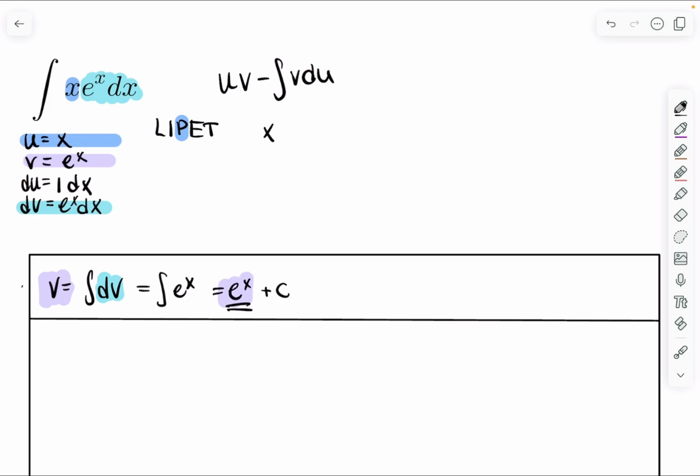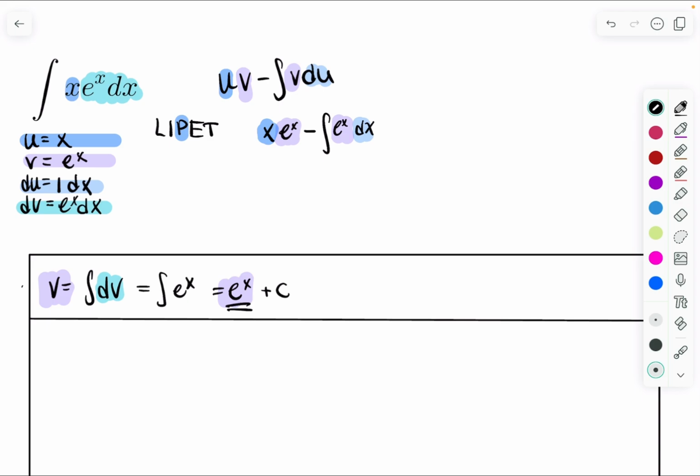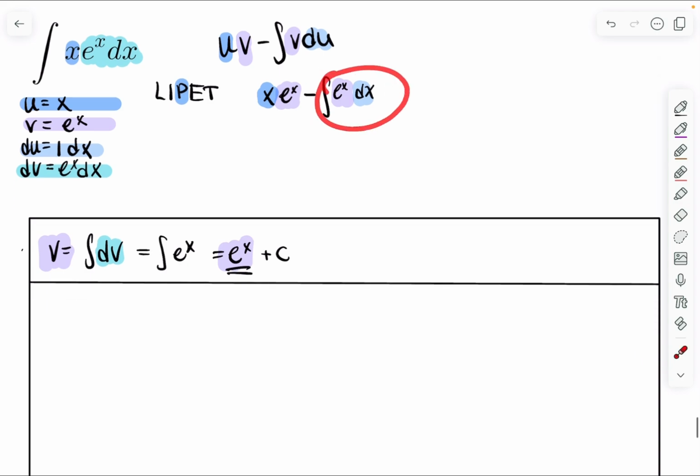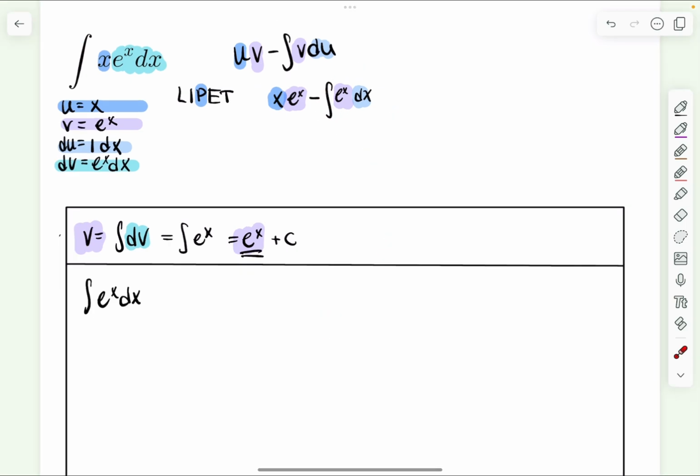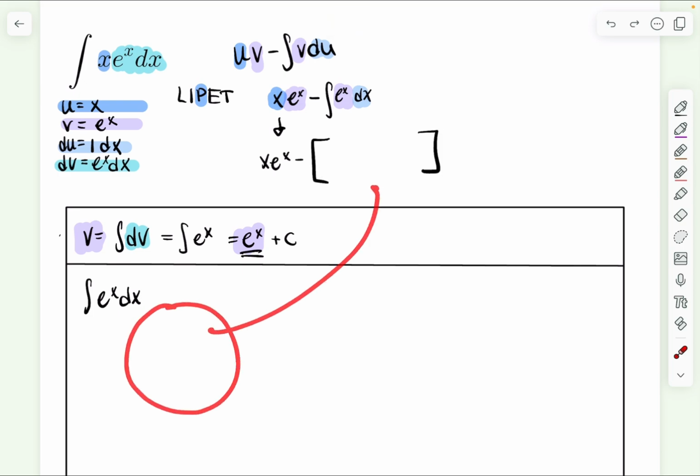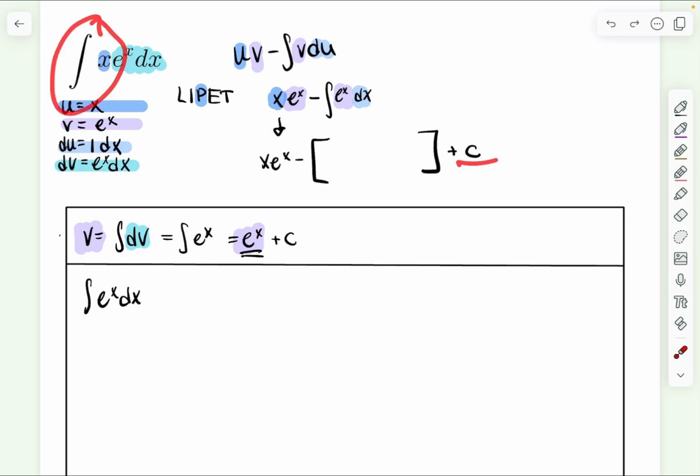We plug it in. So we have x, e to the x, minus the integral of e to the x, and then du is just 1 dx, which is just dx. And this is where the second integral that you have to find comes in. So we go ahead and do it in this box to keep things nice and organized. But before I do that, I'm going to drop everything. I'm going to make sure that I know whatever I find here is going to be plugged in here, and I'm going to add a plus c so I don't forget, because it's an indefinite integral, no bounds.